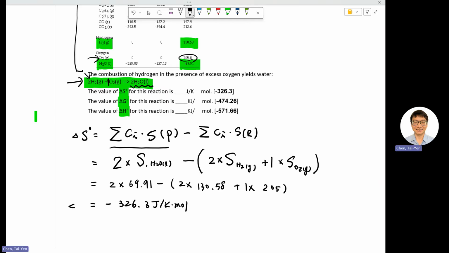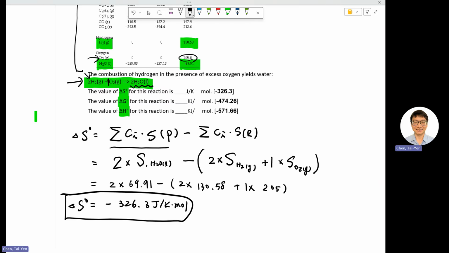So let's see your delta S. It's for the reaction. Any question for this? Is this clear? Okay, so that's how you do your delta S.